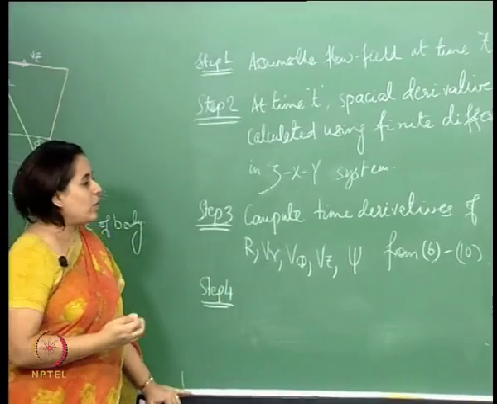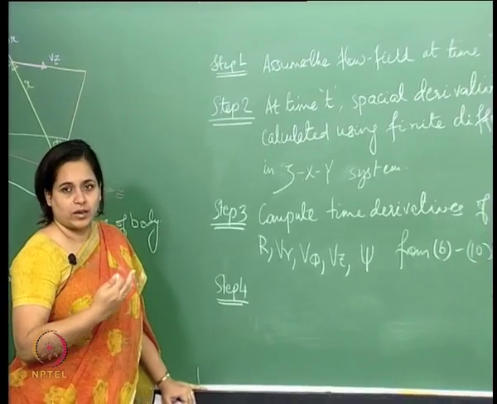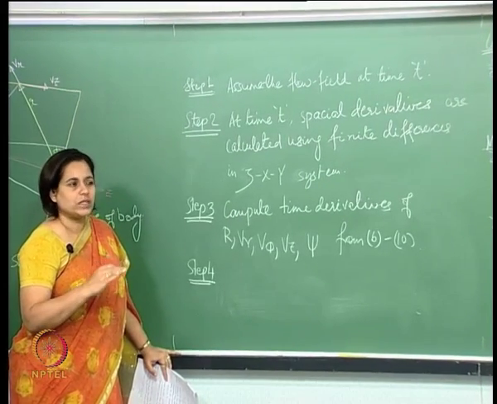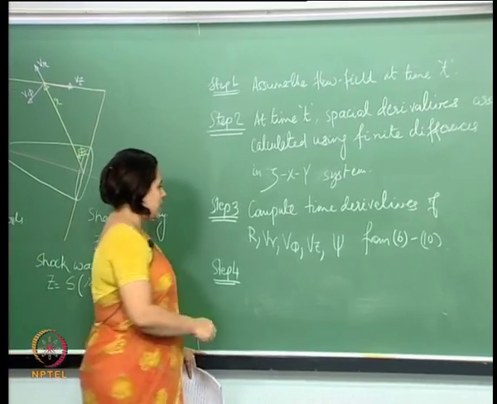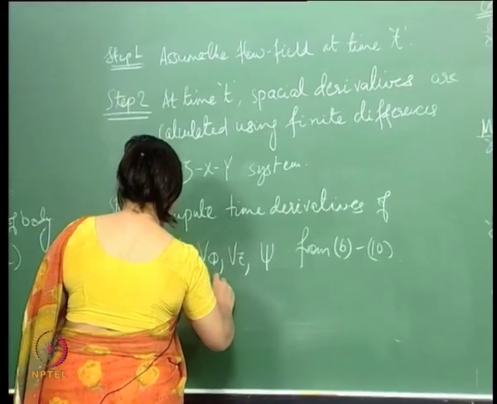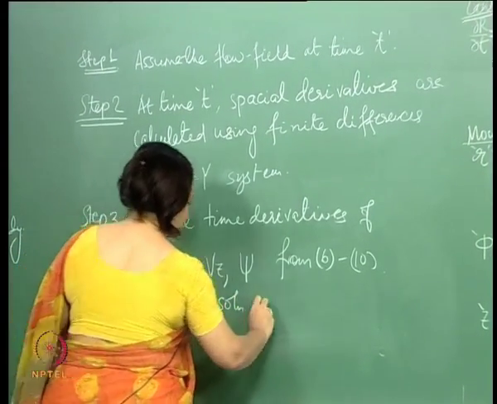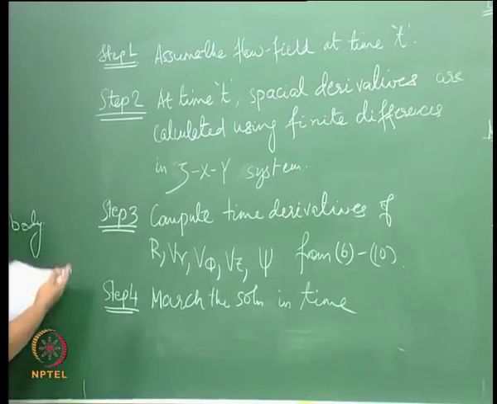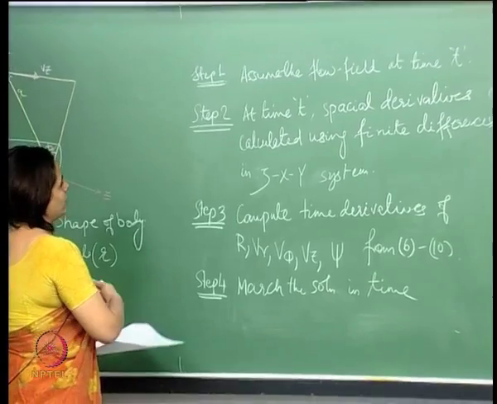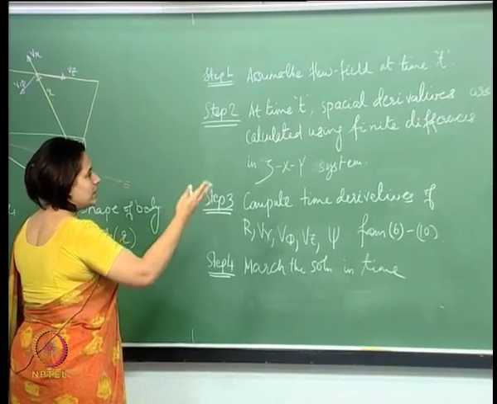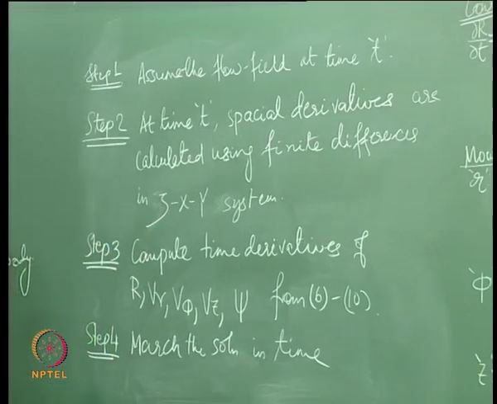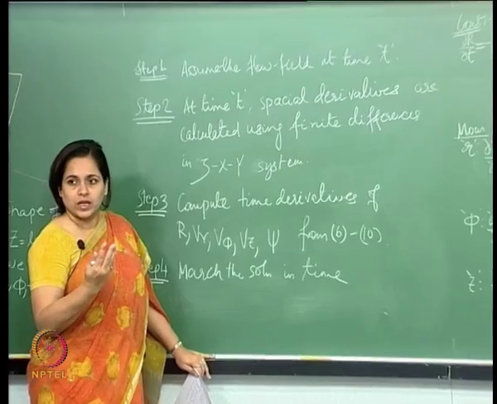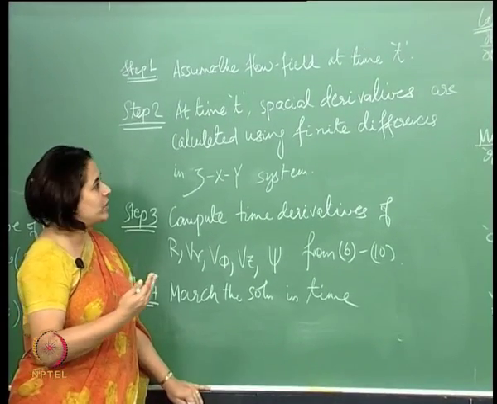And then the next step is, having done that, we will march the solution in time, using the predictor corrector approach, which I briefly talked about yesterday. So, what do you see over here? By this time, I have just assumed the flow and calculated the derivatives of the flow at time t. Clearly that is not the correct or exact value that we are looking for, because we have just assumed it.